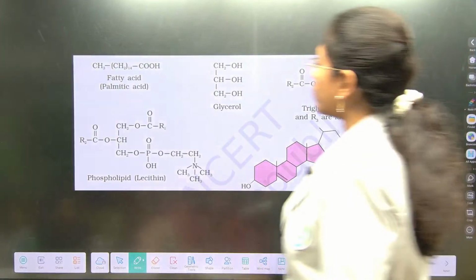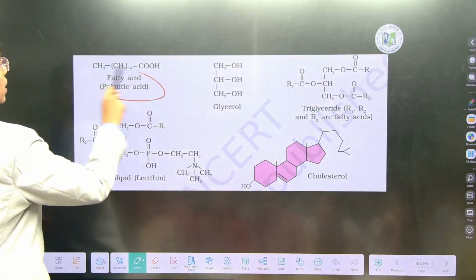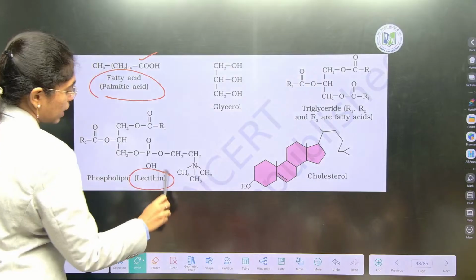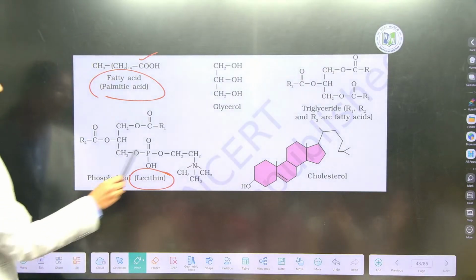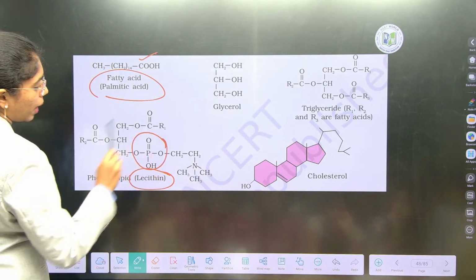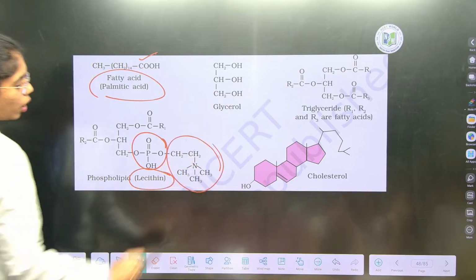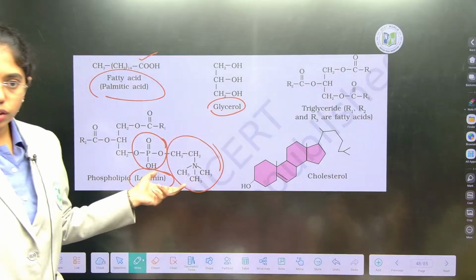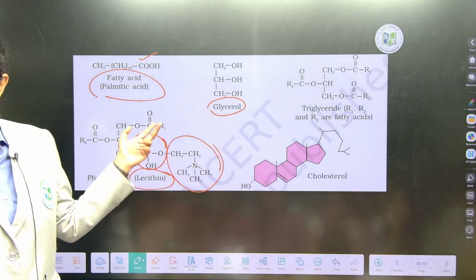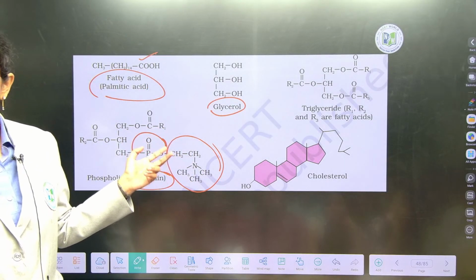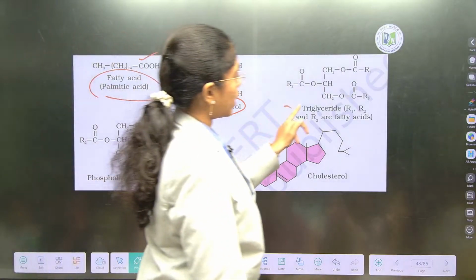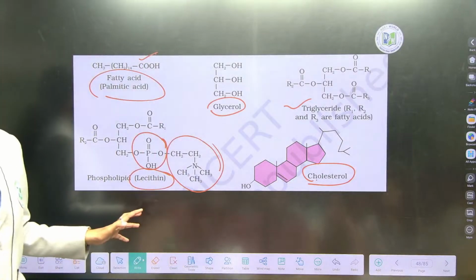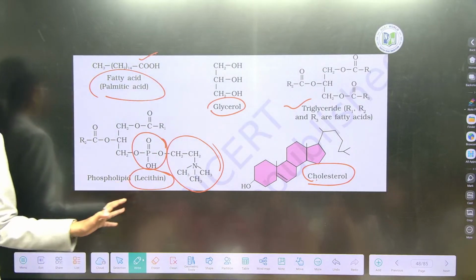These are the images given in your NCERT. See, palmitic acid along with carboxyl carbon, 16 carbons. Lecithin, a phospholipid. It has a phosphate group and the nitrogen-containing component choline. Glycerol, you can also call it a triglyceride, because it has 3 OH groups, trihydroxypropane, triglyceride, and then cholesterol. Remember the structures carefully, you can get a diagram-based question.